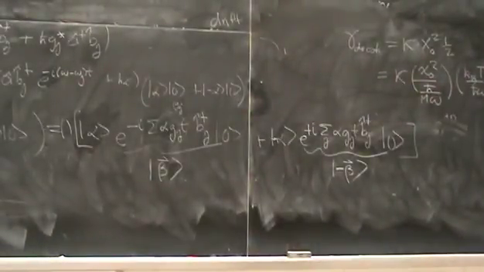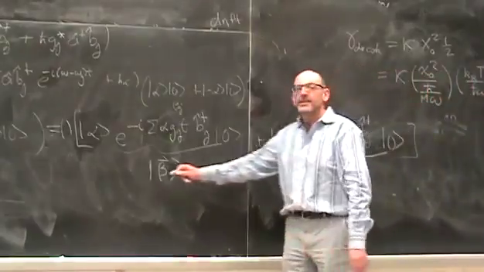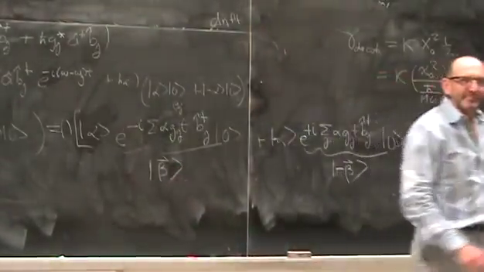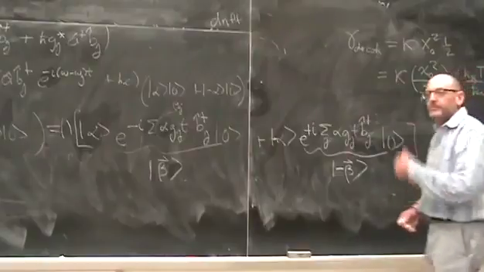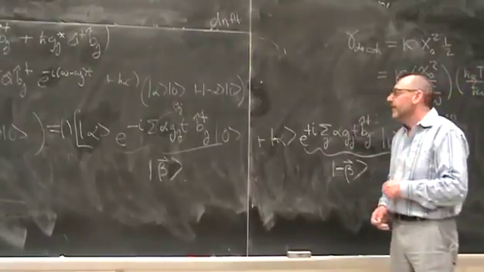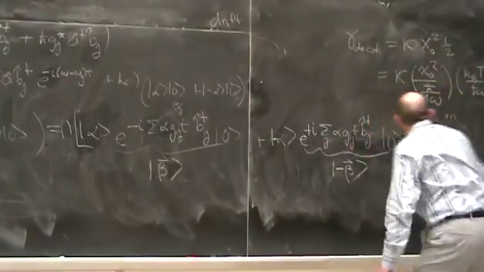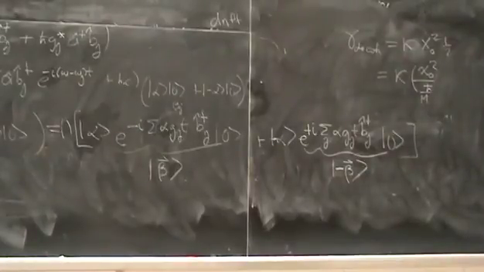So now the question is, are those two states of the environment distinguishable? If those two states are distinguishable, then when I trace over those states, I lose the coherence. And the question is, what determines that?